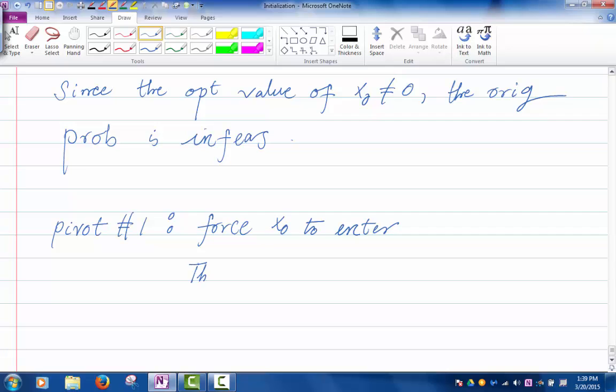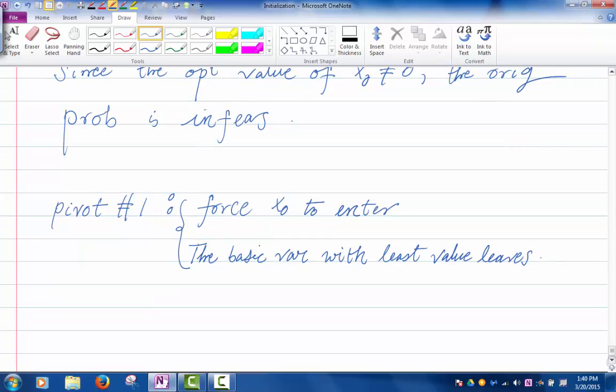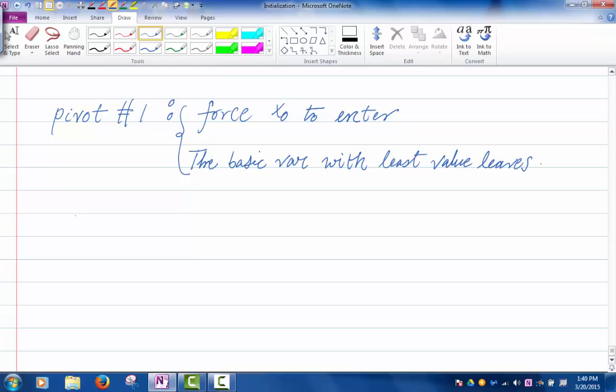The basic variable with least value leaves. So this is the strange pivoting operation, which is not the same as what we did before. Once we have done that, this next dictionary is always going to be feasible. Okay?